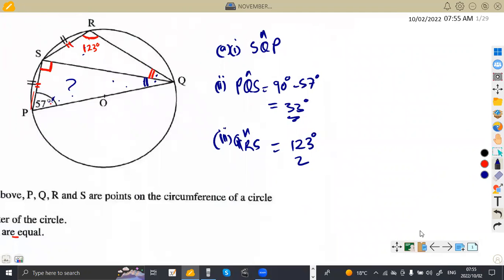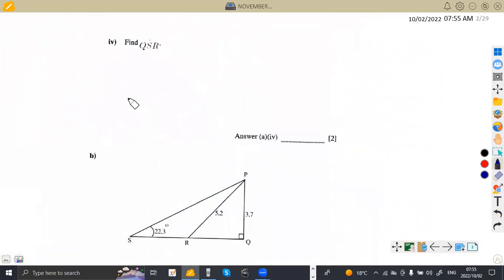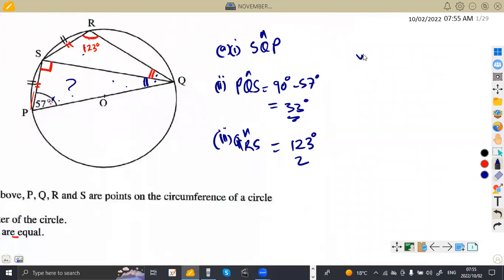All right, let's see the other part of the question. Item 4, which is QSR. So we need Q to S to R. That is our item 4, QSR. Remember, we have got this angle here, PQS, we said our angle is 33. This angle here is 33. Also, this angle here is 33.